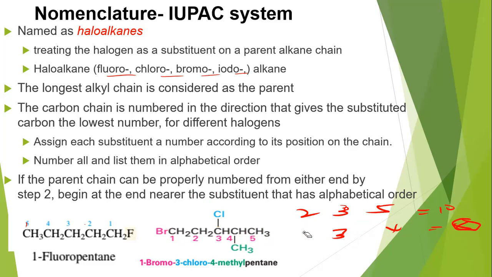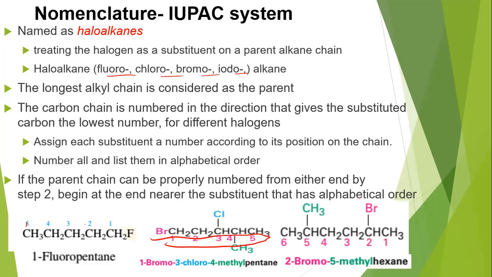Good. So after numbering, then we name it in alphabetical order. So we have 1-bromo, 3-chloro, 4-methyl. The longest chain is a 5 carbon chain, right? Pentane. The next one. So we've numbered it accurately from 1, 2, 3, 4, 5, 6.